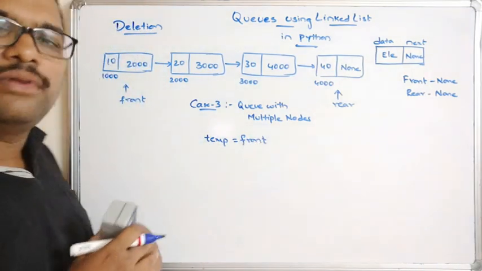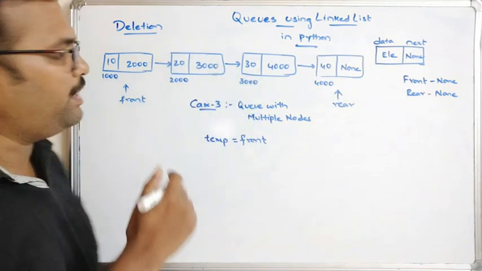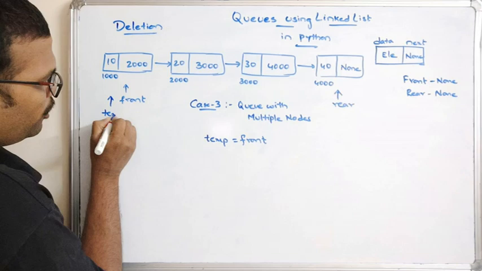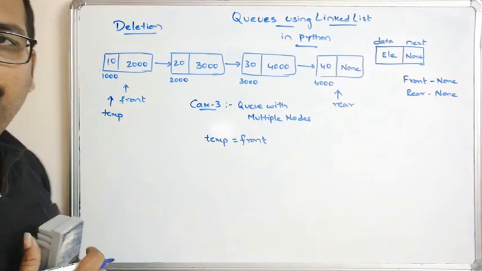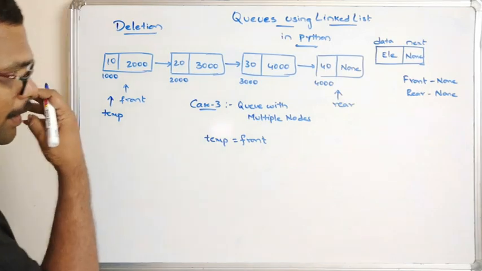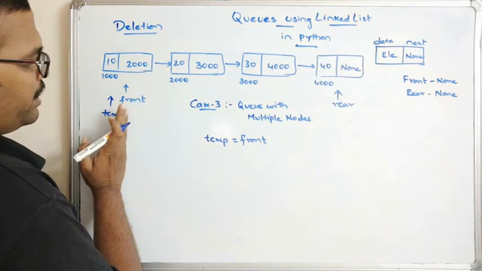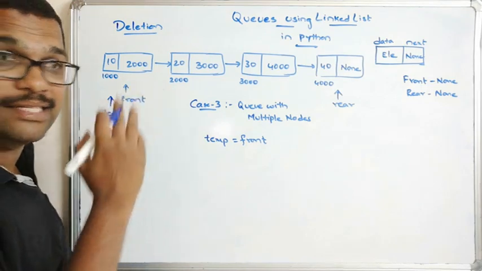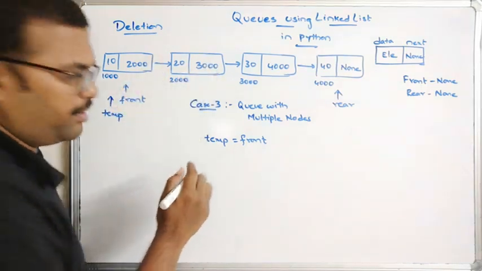Initialize front to temp. You need to change the front value. After executing this, temp will also point towards the first element. Now you can simply change temp to the next element, or you can change the front.